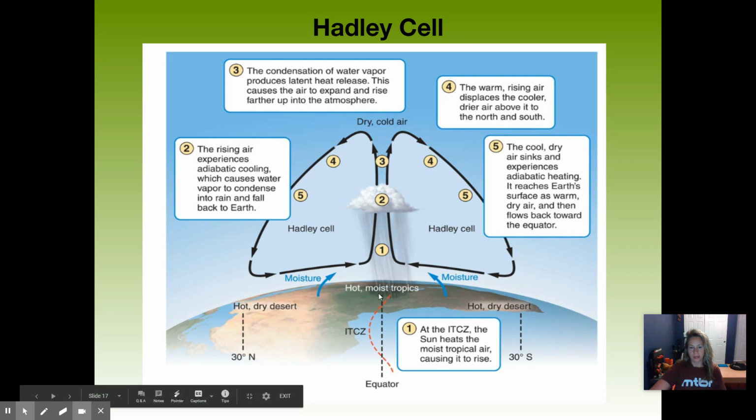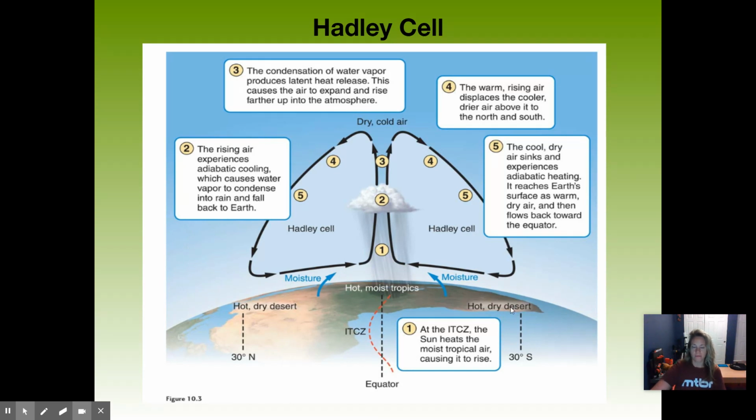This ITCZ band will go from the equator up to about 30 degrees north and about 30 degrees south, as it fluctuates with the Earth tilting toward the sun and going around the sun. That will be our monsoon season. When we have this raining season, that's our monsoon, and then we've got the hot, dry region when it's not over that. So that's a Hadley cell, and that occurs at the equator. You've got this big convection cell here, and this big convection cell here. At the equator, those would be our Hadley cells.